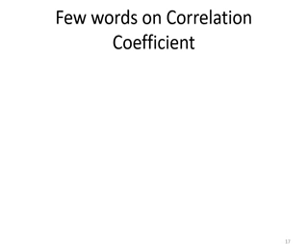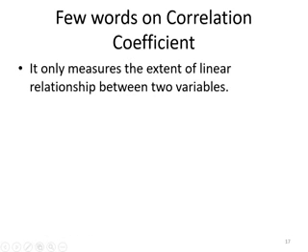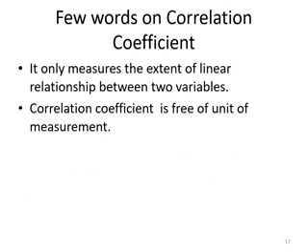We have a few words on the correlation coefficient to end with. First, the correlation coefficient is a measure of the extent of relationship between two variables. So it does not measure any other type of relationship. For example, two variables may have a quadratic relation or an exponential relation, but correlation will measure to what extent they are linearly related. So this is, you may say, one limitation of the correlation coefficient.